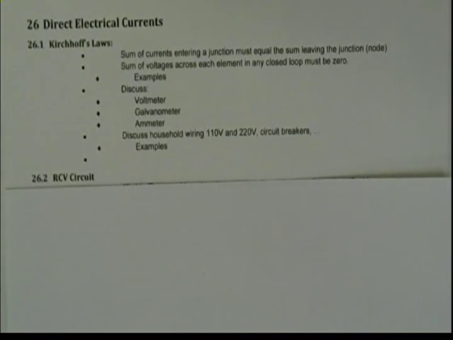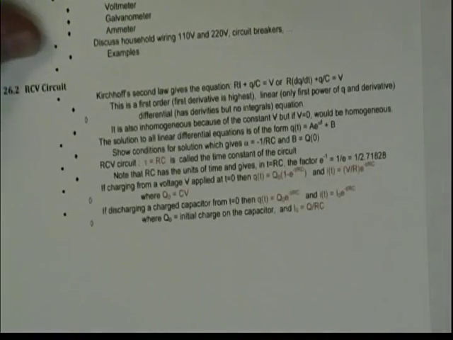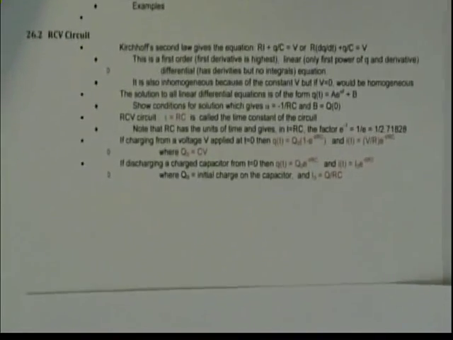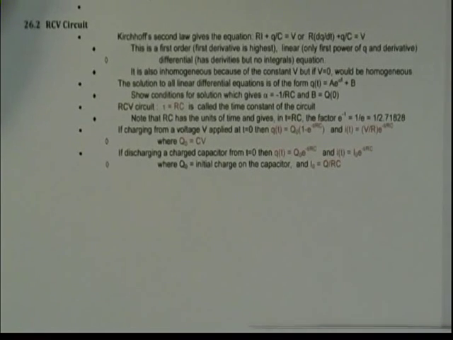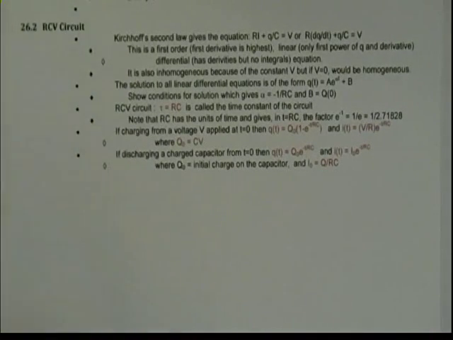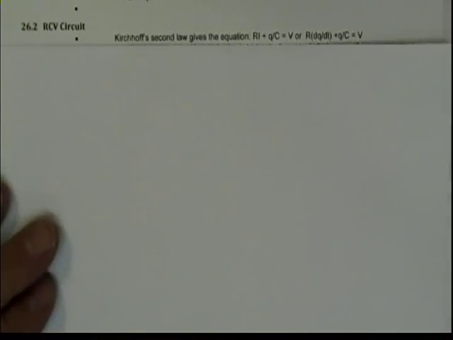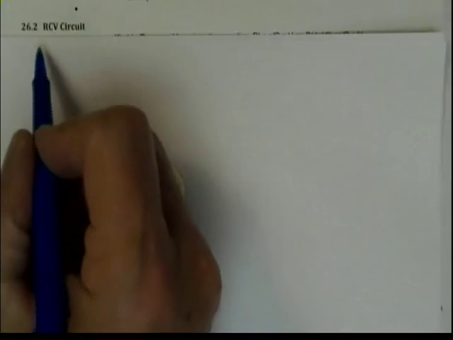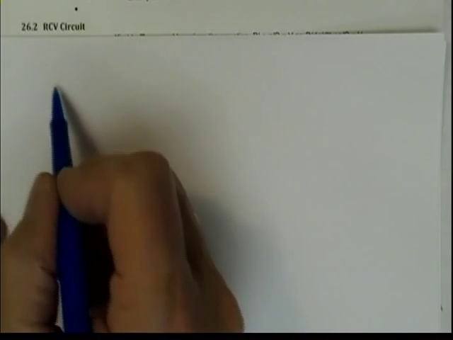We'll continue here with the second module that's in Chapter 26 on direct electric currents. And we'll continue with that module by discussing the RCV circuit. The RCV circuit is what it implies. It's a resistor, a capacitor, and a voltage.